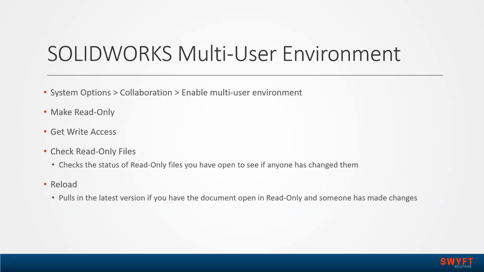Check read-only files. If you have an assembly open, you can check if the files that are currently read-only that you have open have been changed by anybody since you've opened the assembly. Get write access means you're going to be making the changes on that, so you claim write access for your user. And then Reload just pulls in the latest versions if somebody else has happened to make some changes to some read-only documents that you've been working on.